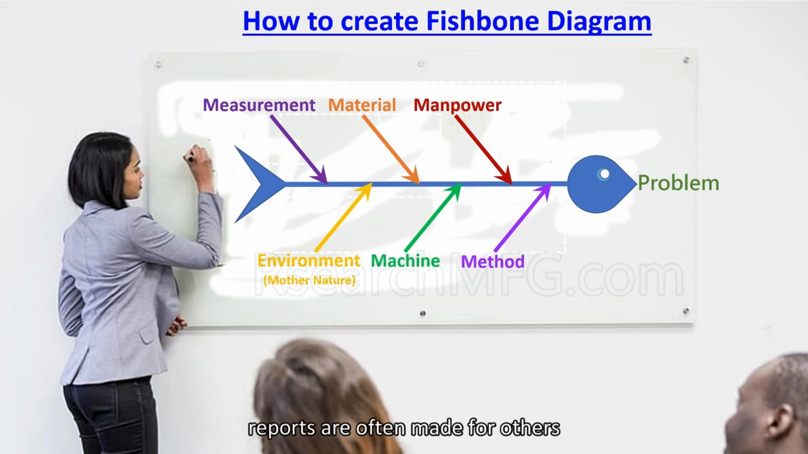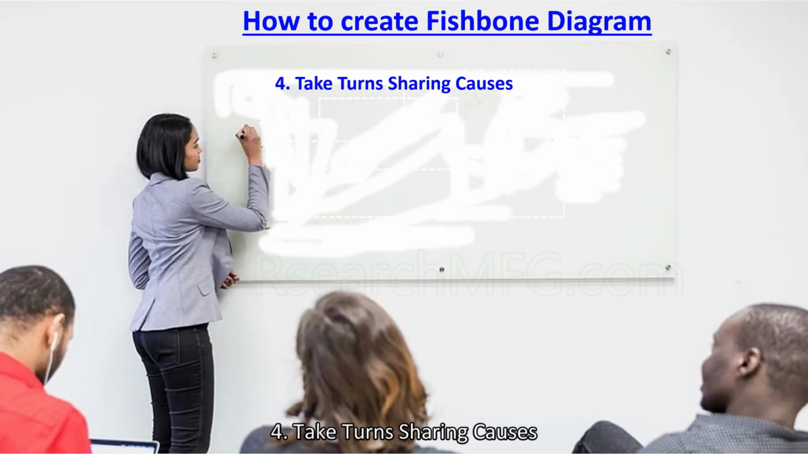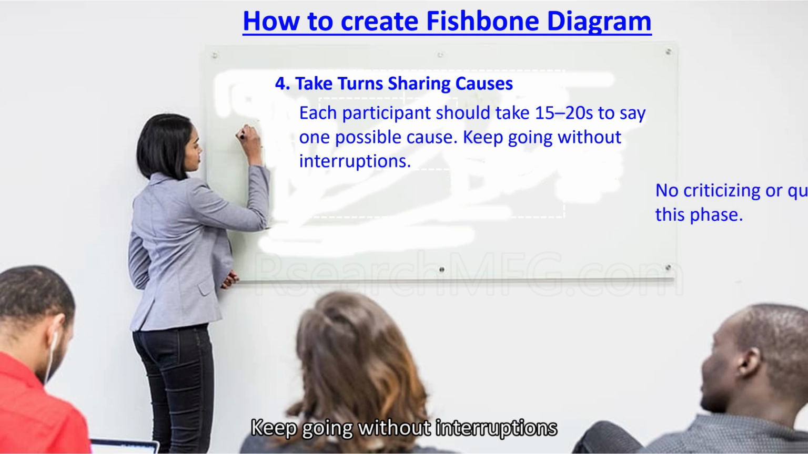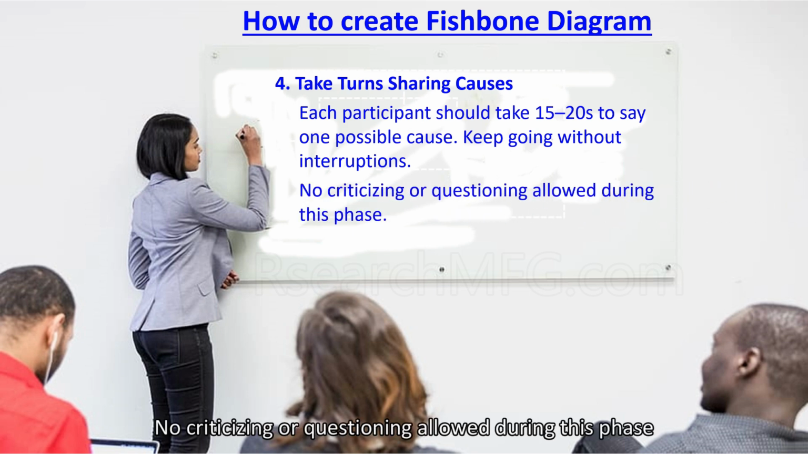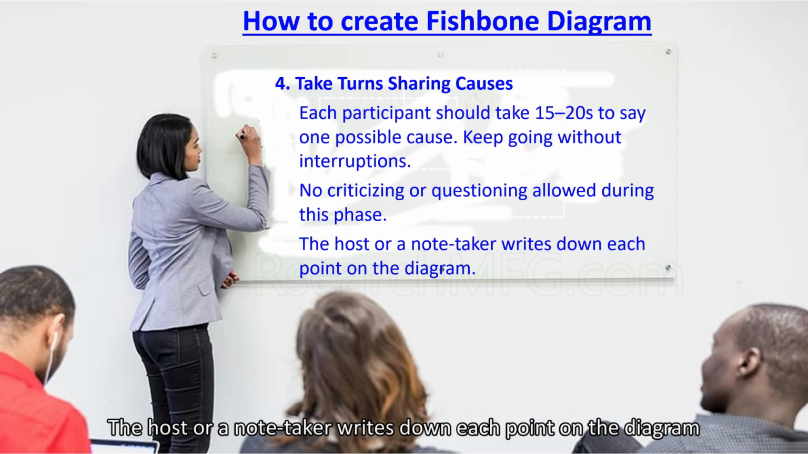After all, reports are often made for others, so if your fishbone diagram is clear, there's less need for further explanation. 4. Take turns sharing causes. Each participant should take 15-20 seconds to say one possible cause. Keep going without interruptions. No criticizing or questioning allowed during this phase. The host or a note-taker writes down each point on the diagram.